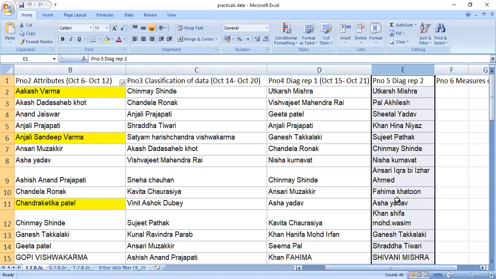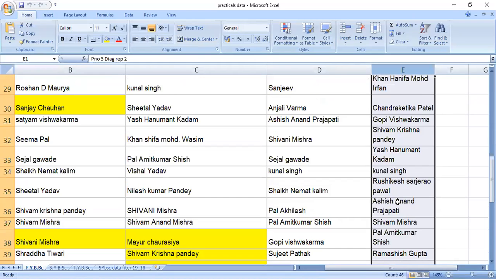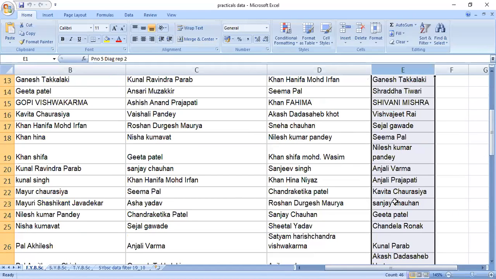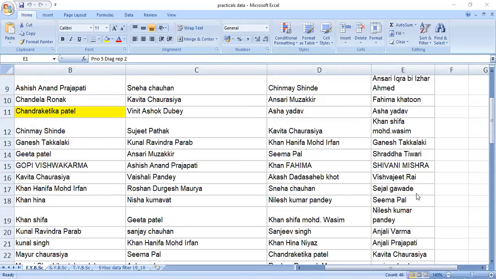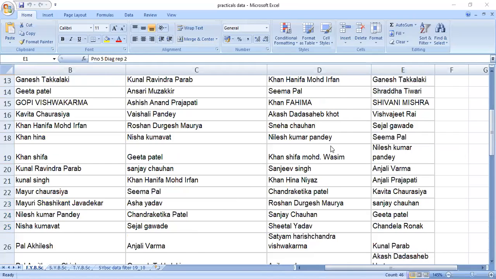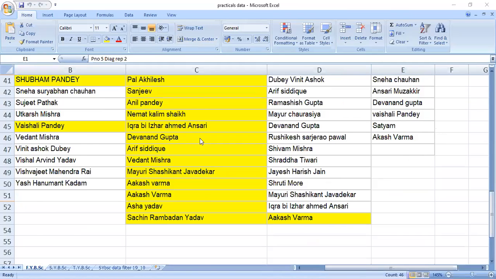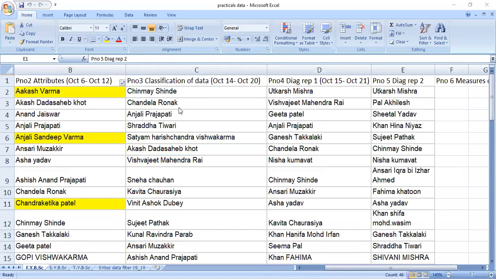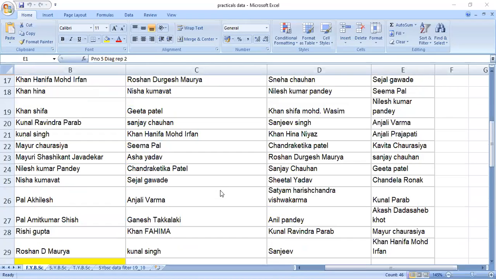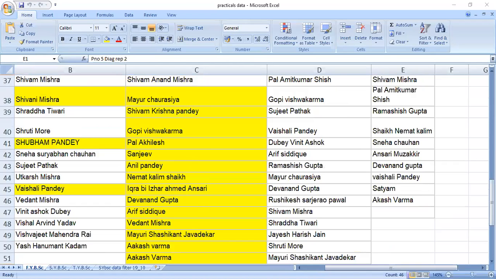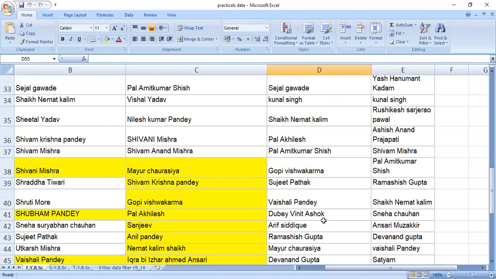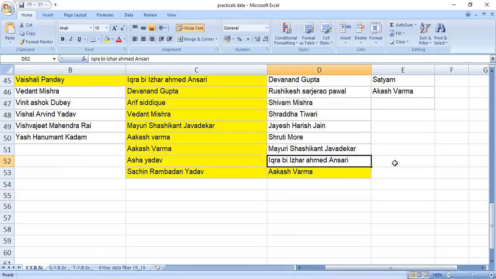So for practical number 5, I have this much data. You can see the names of who has submitted on time. These are the highlighted ones. Practical number 3, so many students have this mark. Maybe I will get it for unit 4 also. But I think practical number 4 was on time.